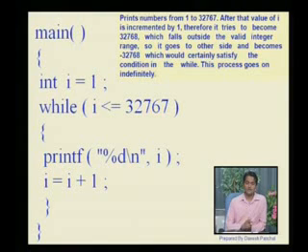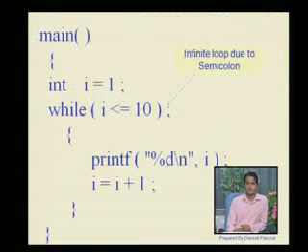We know that the range of the integer data type is minus 32768 to 32767. So in this case, when the value of I becomes 32767, rather than moving on to 32768, it becomes the negative value, minus 32768. So this condition never becomes false, and again this loop will repeat infinitely.